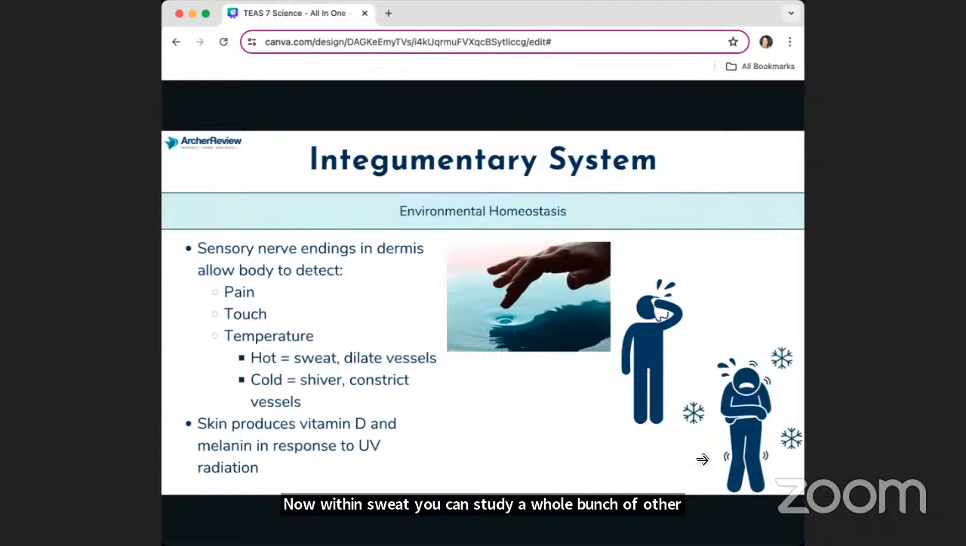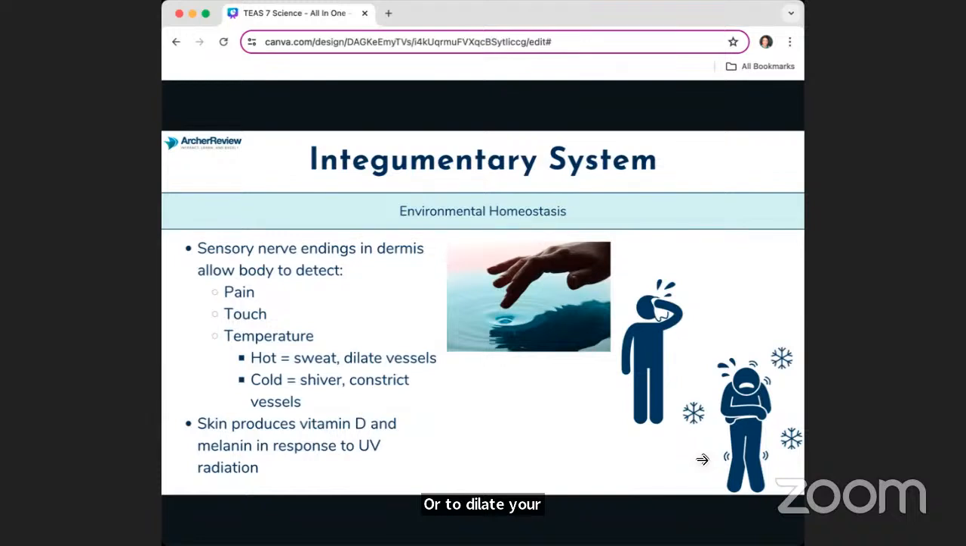Your integumentary system helps to maintain homeostasis within and due to the relationship with the environment. So for example, you've got your sensory nerve endings in your dermis, and it allows the body to detect things like pain, touch, temperature. And when it senses any of those things, your body responds to it. If it senses a temperature that's too hot, that will trigger your entire body to respond in a way like sweating to help cool yourself down, or to dilate your vessels to release some heat.